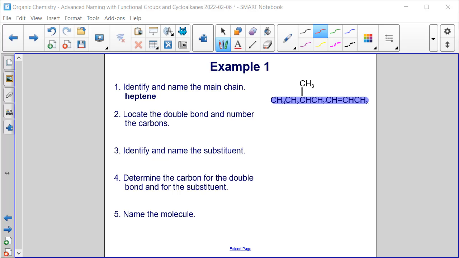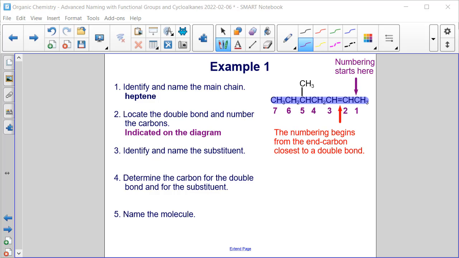All right, the next step is to number the carbons, and in order to do that, we have to locate the double bond and make sure we start our numbering on that end. So you can see the double bond here. So this right side is closest to it, so I'll start my numbering there. So it's 1, 2, 3, 4, 5, 6, 7.